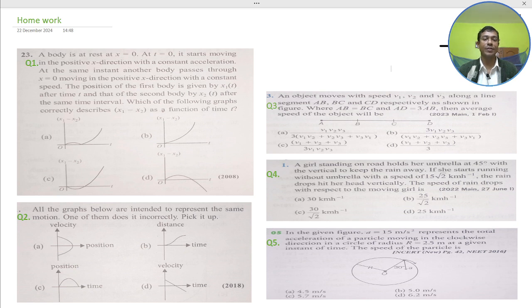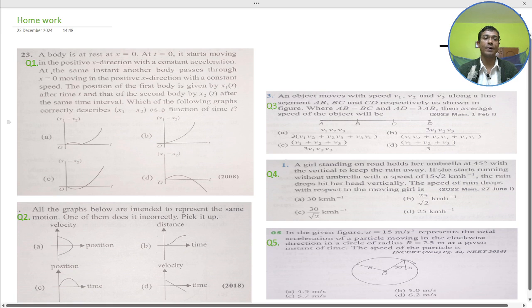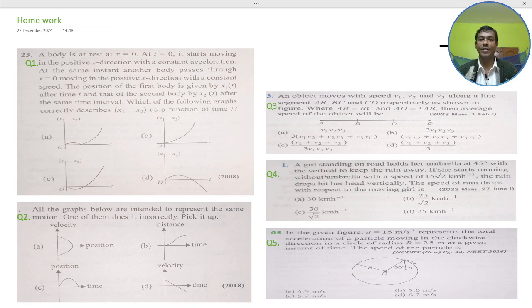So just pause the video and take a screenshot of the 5 homework questions. The first one is JEE Advanced, the second one is JEE Main, and the third, fourth and fifth are from the NEET exam. Just take a screenshot. I will pause for 5 seconds.